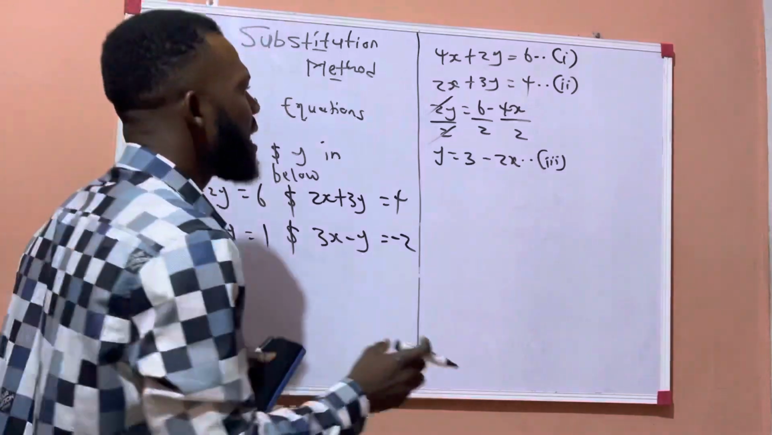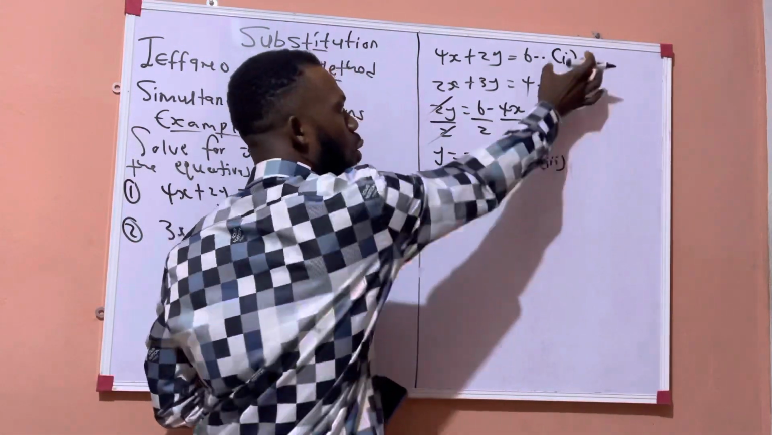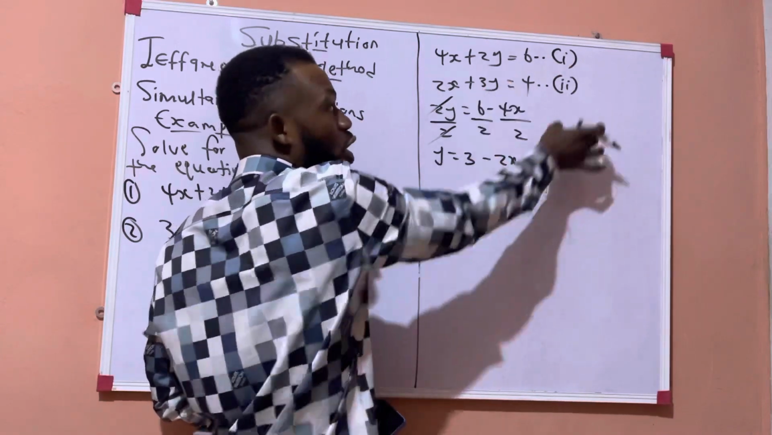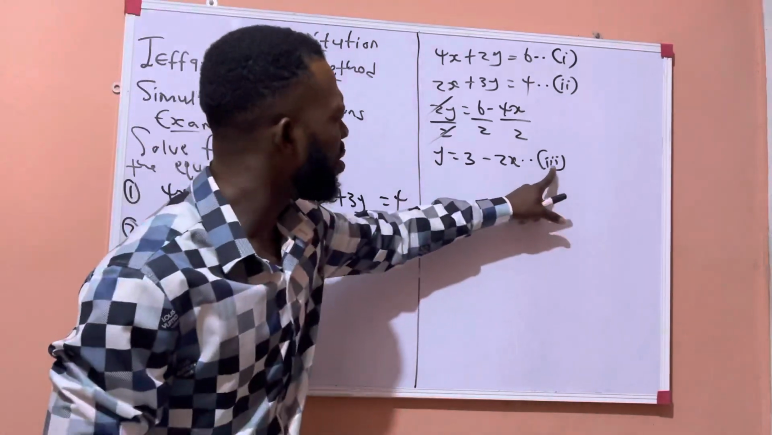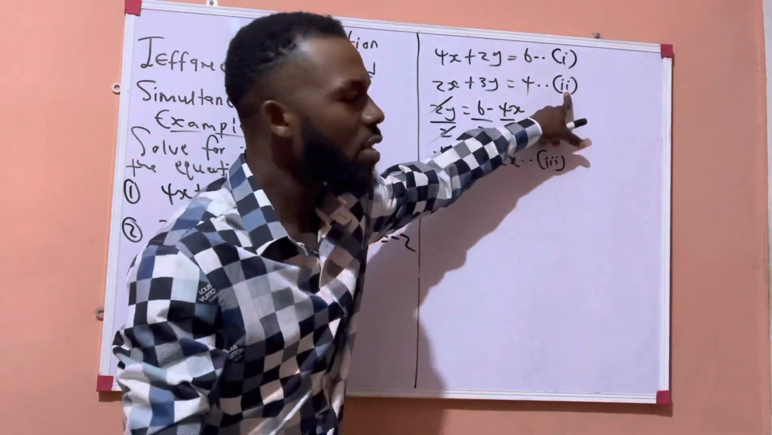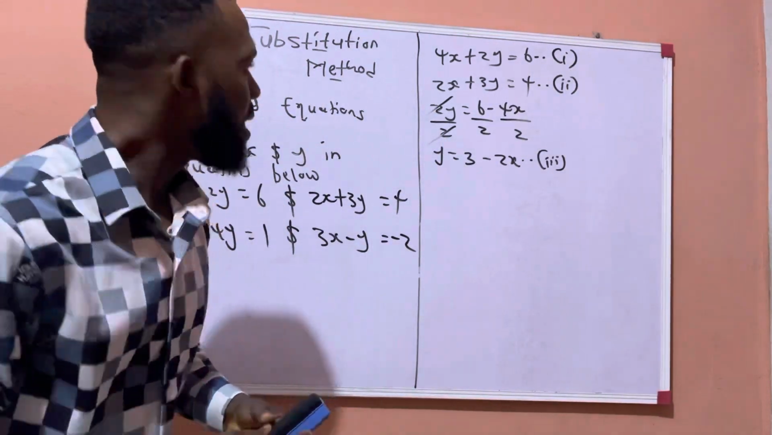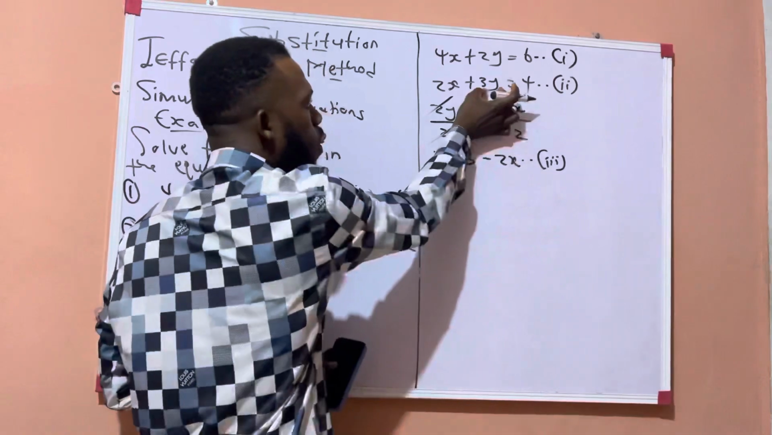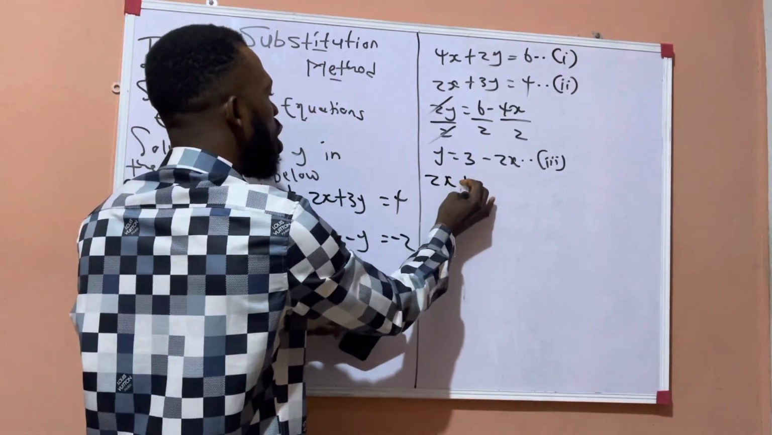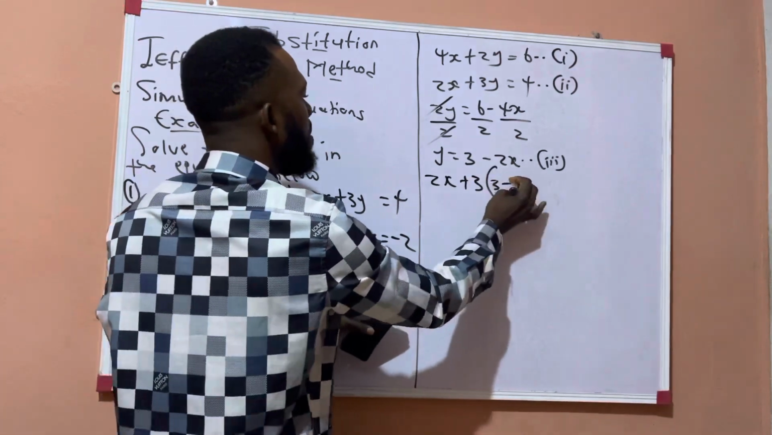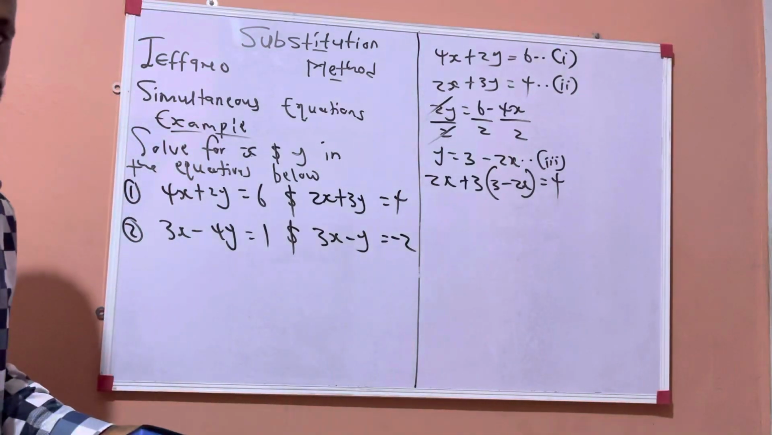Now, remember that we got equation 3 from equation 1. Now, because we got equation 3 from equation 1, anywhere we see y in equation 2, we will give 3 minus 2x. So it means if we got equation 3 from equation 1, we are going to substitute equation 3 in equation 2. Now, substituting 3 minus 2x for y in equation 2, we are going to have something like this. 2x plus 3 brackets 3 minus 2x is equal to 4. Substituting 3 minus 2x for y.